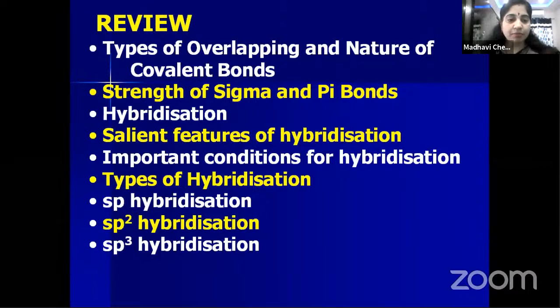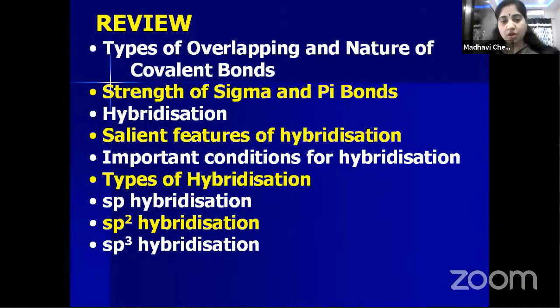Next, after that, sp3 hybridization we have discussed. What is sp3 hybridization? When one s orbital and three p orbitals overlap, they give four sp3 hybrid orbitals. In that case, we have seen three important examples. Methane molecule. In the methane molecule, the structure is tetrahedral, and the angle is 109.5 degrees.